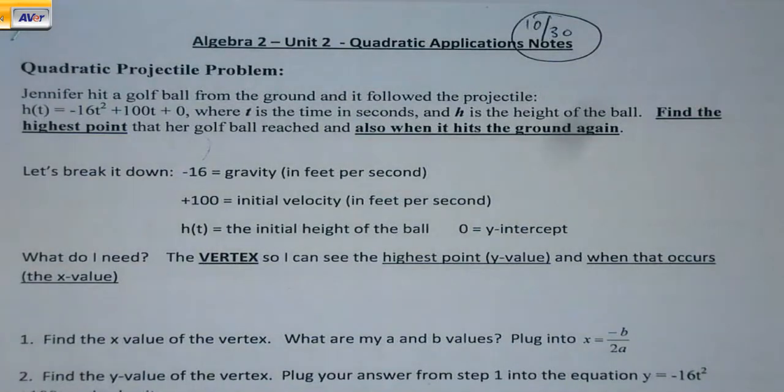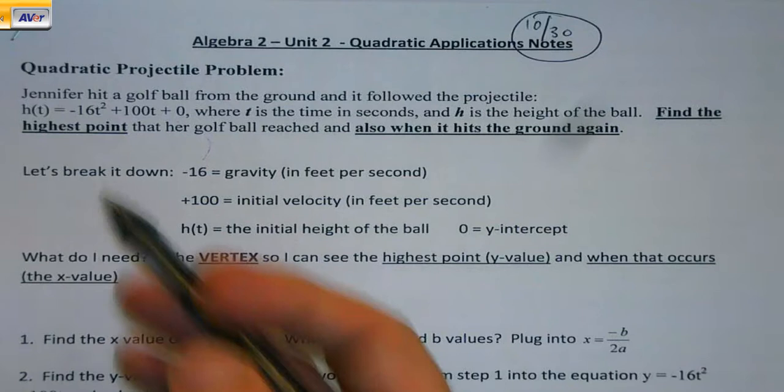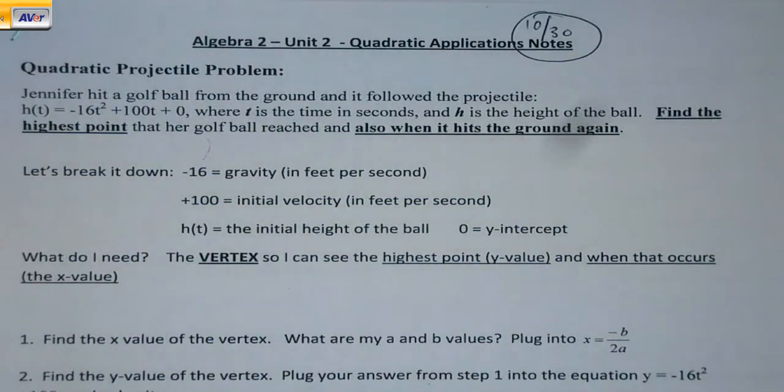When we look at applications, I'll read this first one. Jennifer hit a golf ball from the ground and it followed the projectile given by an equation, where t is the time in seconds and h is the height of the ball. Find the highest point that the golf ball reached and also when it hits the ground again.